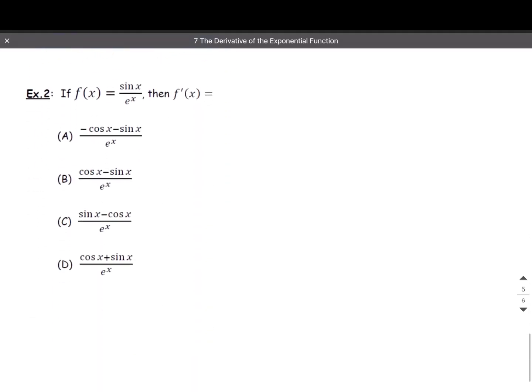Okay, one last problem. f of x is sine x over e to the x. We want to find the derivative. This is going to need a quotient rule. So the quotient rule says take the derivative of the top, so the derivative of sine is cosine x, times keep the bottom, e to the x, minus, keep the top, sine x, times the derivative of the bottom, which is e to the x, all over the bottom, e to the x squared.